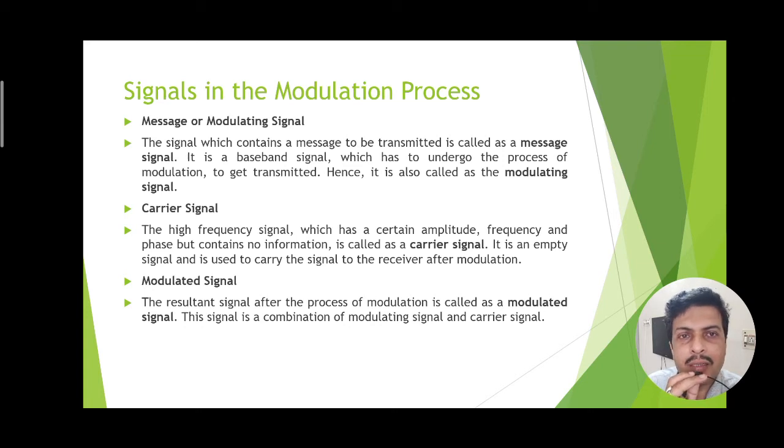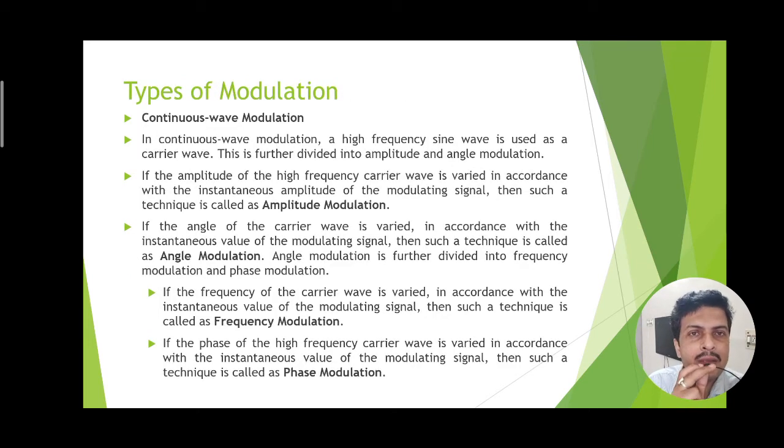The modulated signal is the resultant signal which is produced due to the modulation. That means when the message is riding over the carrier signal, the resulting signal is known as the modulated signal. So this modulated signal is a combination of the modulating signal and the carrier signal. Now there are various types of modulation. That means the classification of modulation is also another important section.